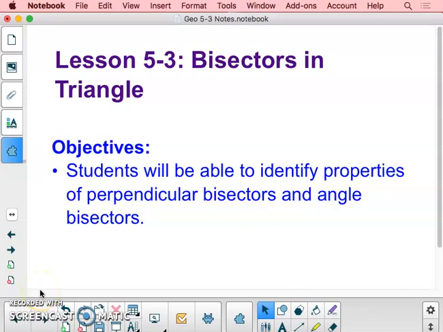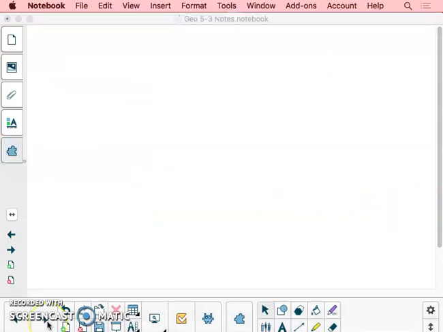This is the video for lesson 5.3a, which is about some bisectors in a triangle. The 5.3a lesson is about a special one called a circumcenter. So you'll be able to identify properties of perpendicular bisectors and angle bisectors, which is a lot like one of the learning targets we've had earlier this chapter.